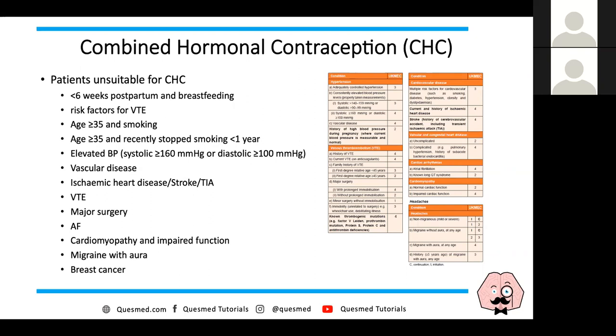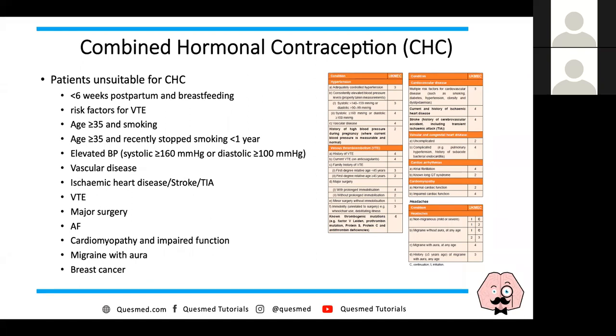UKMEC 4 means that the risk of being on the combined hormonal contraception outweighs the benefits, and we should avoid that. So you can see, if you can see those tables, having completely uncontrolled blood pressure, having vascular disease, having had a stroke already, those are all absolute no-nos for the combined pill. UKMEC 3 isn't a complete no-no, but it means that the risks outweigh the benefits. So we would want to think, is there an alternative contraceptive for this person?